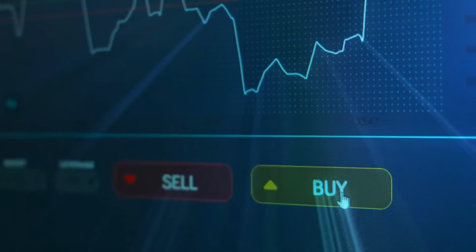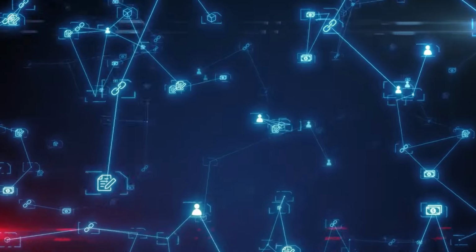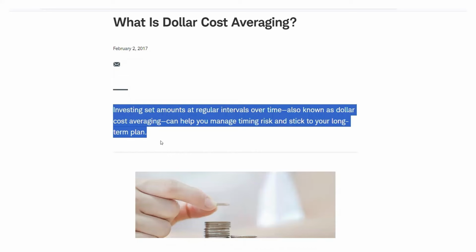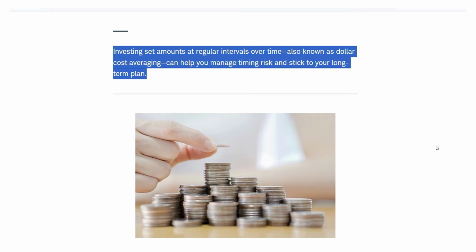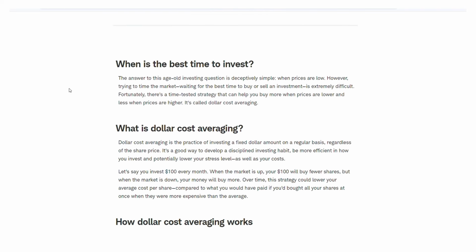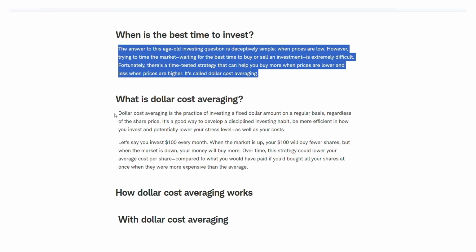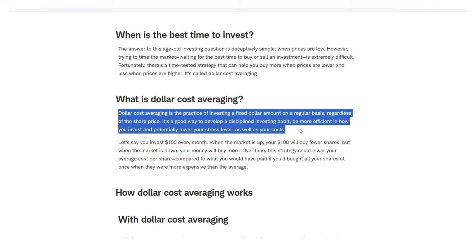Now let's talk about the most common buy the dip strategy, dollar cost averaging. This strategy involves investing a fixed amount of money into a particular asset at regular intervals, regardless of the asset's current price. By consistently buying over time, you acquire more shares when the price is low and fewer shares when the price is high. This approach helps to average out your cost per share over the long term and can potentially reduce the impact of market volatility on your overall investment.